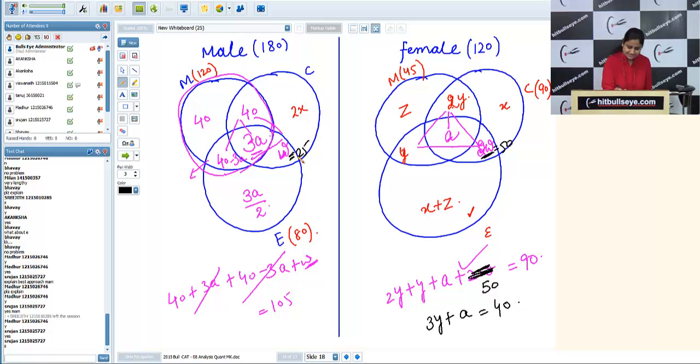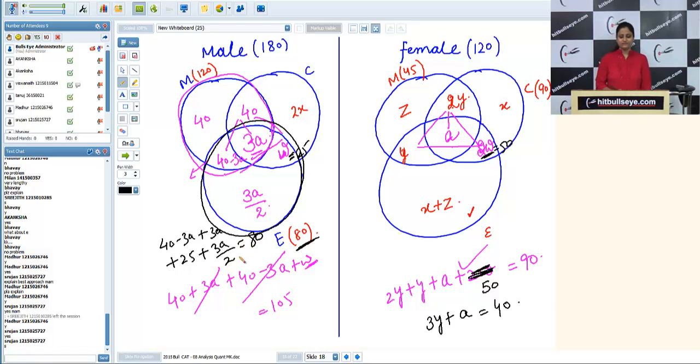Now you can take this circle, this black circle. The total should be 80. So if I take the total, it will be 40 minus 3a plus 3a plus w, now we know 25, plus 3a by 2, that should be equal to 80. It will give you the value of a. Once we have the value of a, we'll put it in the female section, and we will get the value of y. Similarly, we'll calculate all other variables.